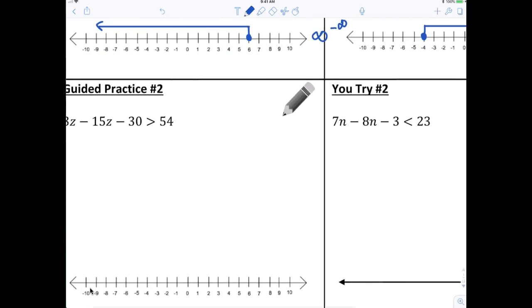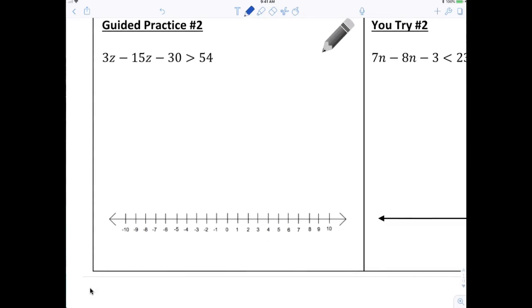All right, I'm going to help you on the next one. This will help. Now this is the one you've got to listen to, because this is the one where you had to remember something from last year. Bless you. So look, what's 3z minus 15z? So now I have -12z minus 30 is greater than 54. Then I add 30, right? So -12z is greater than 84. Now, remember, whenever you multiply or divide by a negative, you have to change the inequality sign.